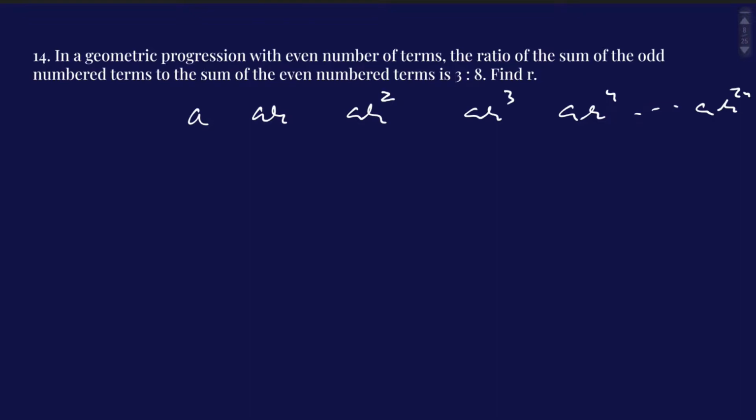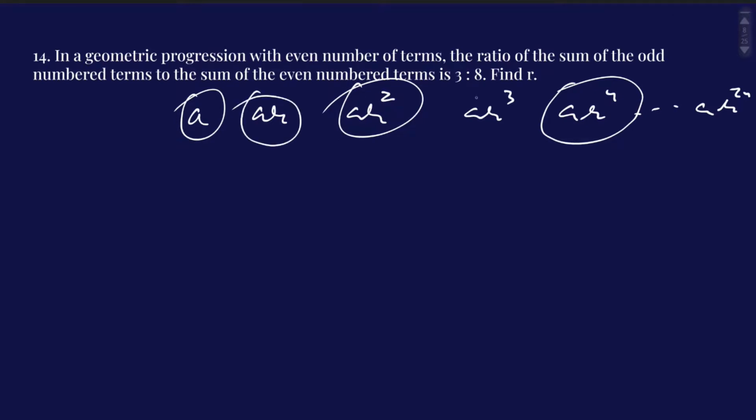So what we are told is the ratio of the sum of odd numbered terms, so this is going to be our first term, this is going to be our third term, this is going to be our fifth term, and so on, to the sum of even numbered terms. So ar is going to be our second term, ar cube is going to be our fourth term, and so on. So we can write this as the ratio is 3 is to 8.